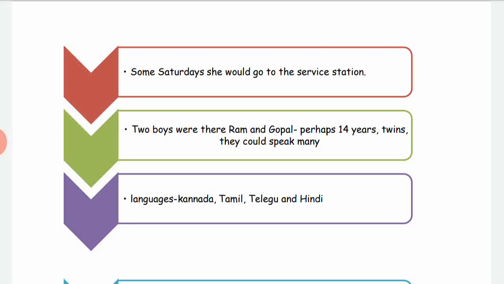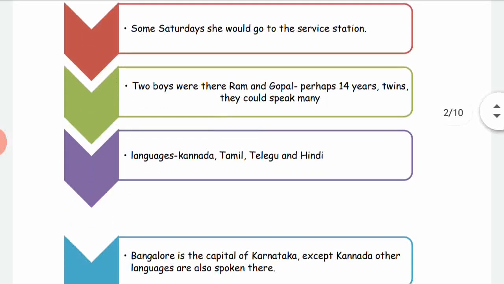So perhaps 14 years old. They are twins and they could speak many languages. Which are the languages they could speak? Kannada, Tamil, Telugu and Hindi. And where are these boys found? They are found in the service station.